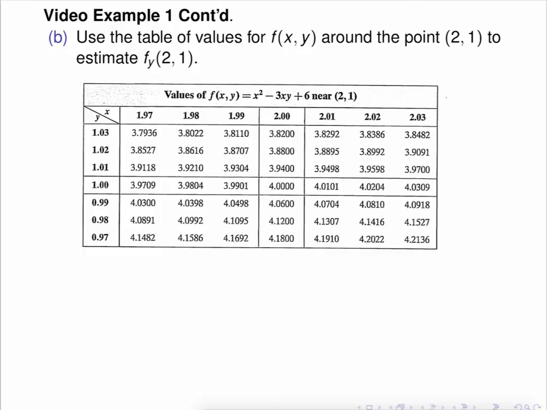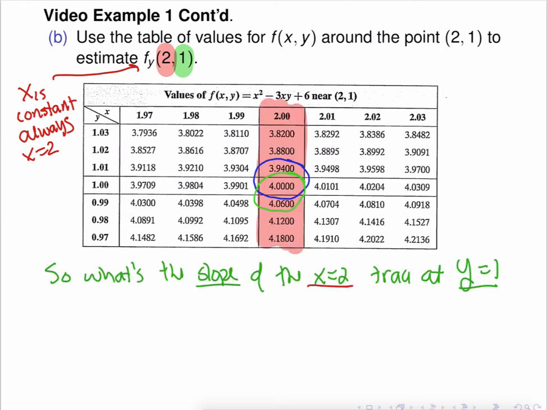In this example, we're going to look at a table of values for f of x, y around the point (2,1) and use it to estimate the partial derivative of f with respect to y at the point (2,1). Since we're looking at the partial with respect to y, x is a constant. So x is always equal to 2, and always comes from this red column. Then we allow y to change a little bit and see the change in f of x, y based on this little change in y.